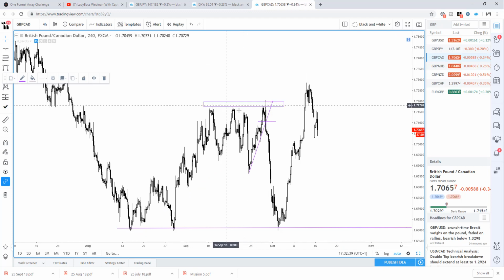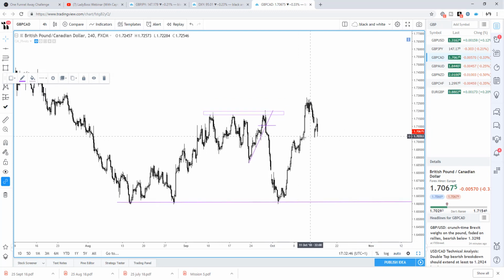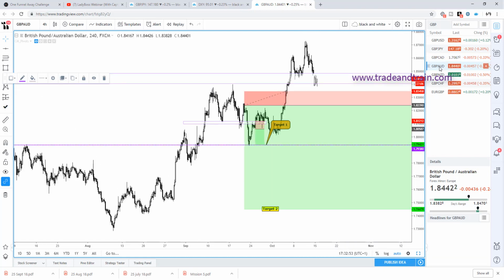Pound CAD, well, we had a lovely zone here to be looking to get short. It broke out. Turns out it was a false break. I think now really there's no real clear setup on this just yet, so I think you're going to have to wait for more information on this one.